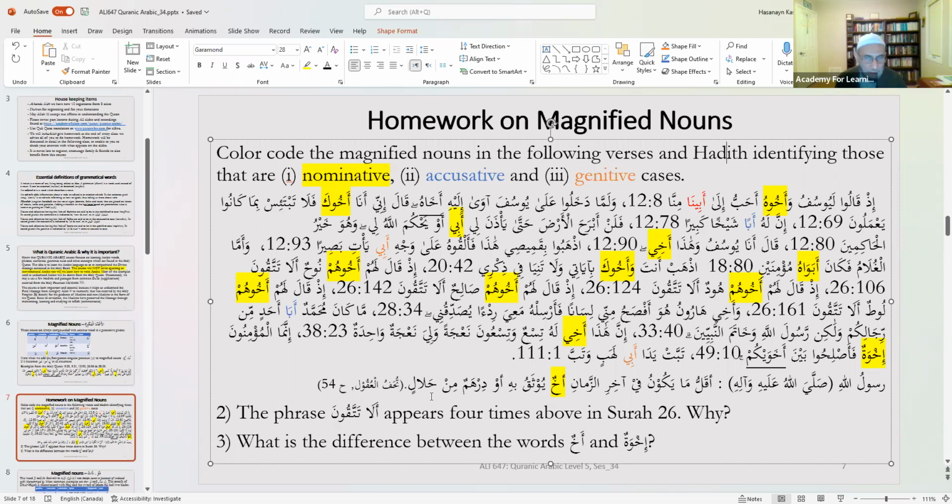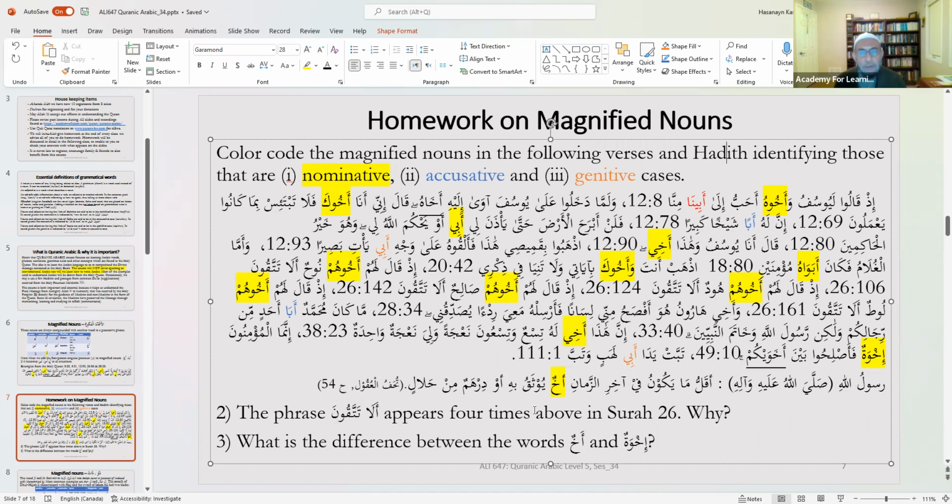So this was missed, it was not in the slides. But here akhun is again nominative. Yakunu fi akhir zamani akhun. So this will be nominative because of being the ism of yakun. Most of you got this correct.